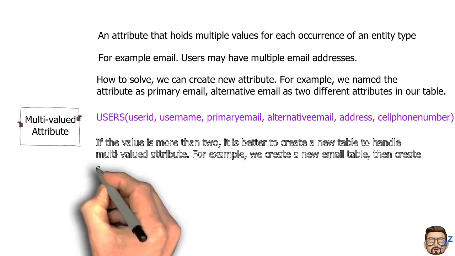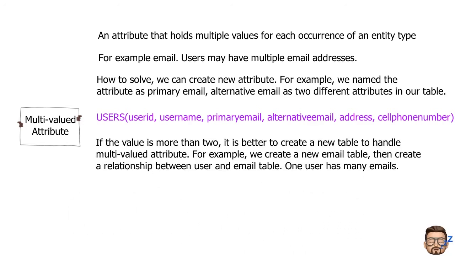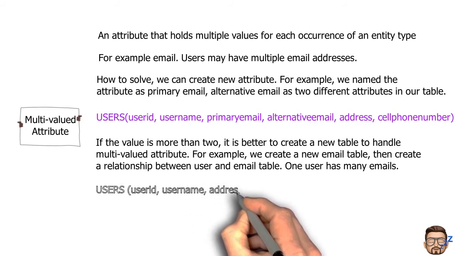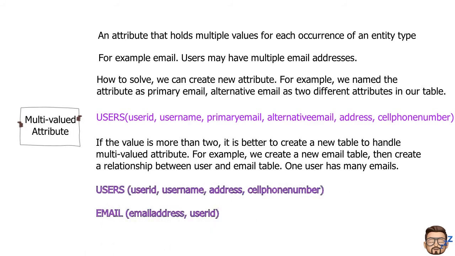If the value is more than 2, it is better to create a new table to handle the multi-valued attribute. For example, we create a new table email, then create a relationship between user and email table. One user will have many email addresses, just like in the example.